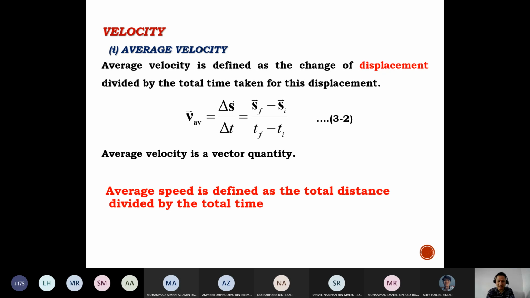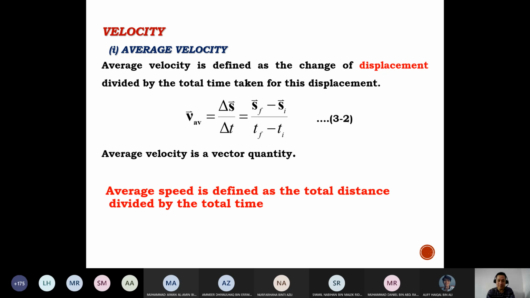Speed does not have direction. Okay, speed does not have direction. Velocity has direction because it's a vector, and speed is a scalar. Average velocity is total displacement over total time.